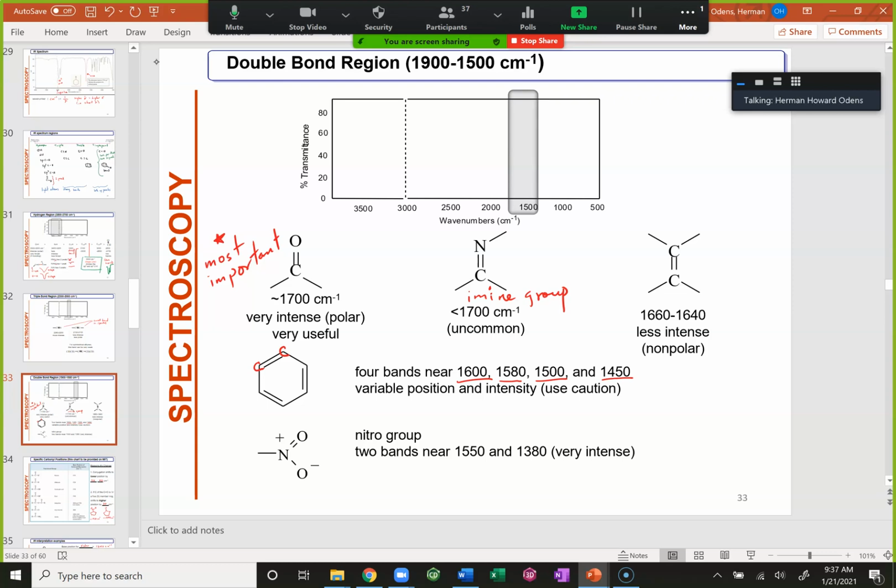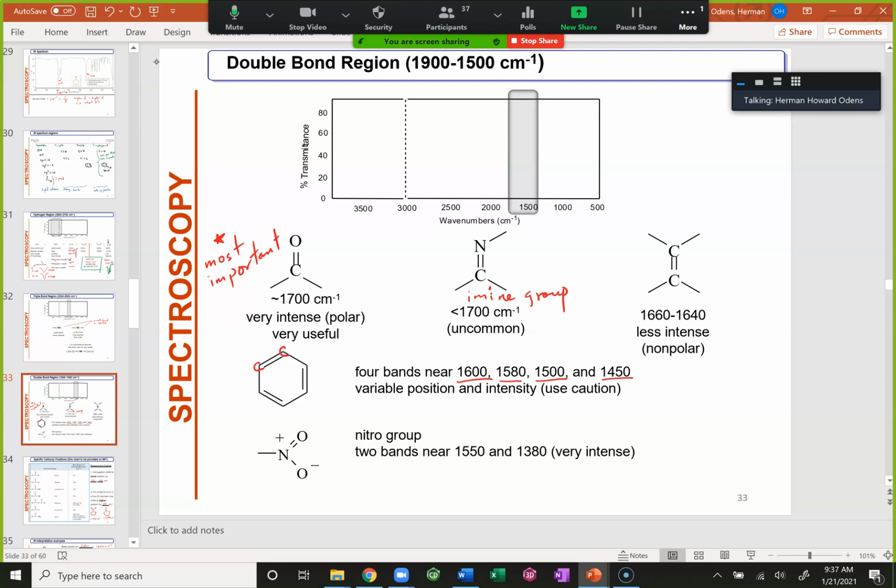Then we have the imine group. The imine group is used in OCHEM, but I don't know if we'll see a lot of examples of that here. It's mostly for advanced OCHEM. And then we have the double bond ones.